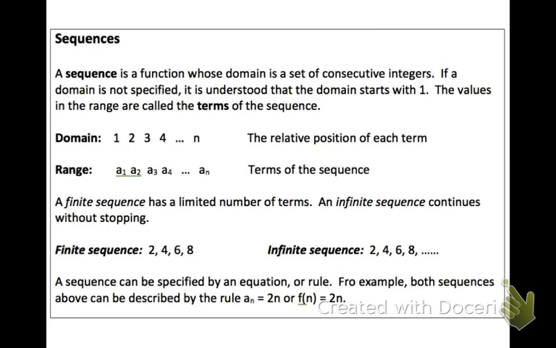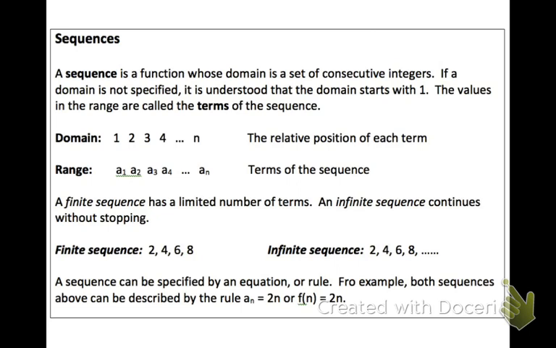Integers, we're talking about negatives and positives, but not decimals. -1, -2, -3, or 0, 1, 2, 3, ... Those would be the integers. The values that are in the range, the output, are the terms of the sequence. So, for example, the domain is 1, 2, 3, 4. That's describing the relative position of each term, meaning first term, second term, third term, the order that they come in. And then the range is the terms of the sequence.